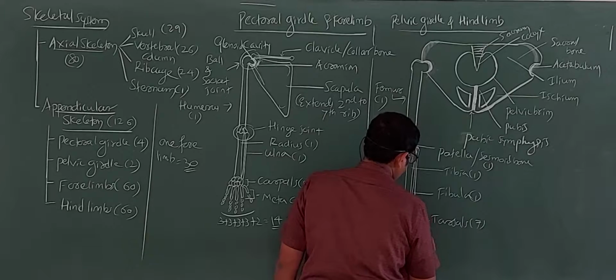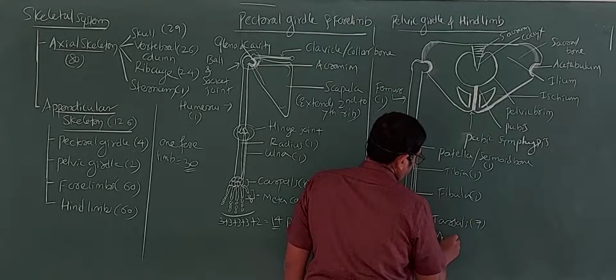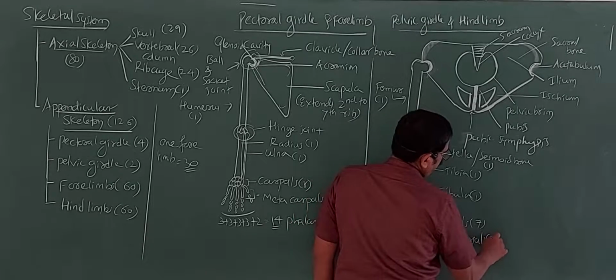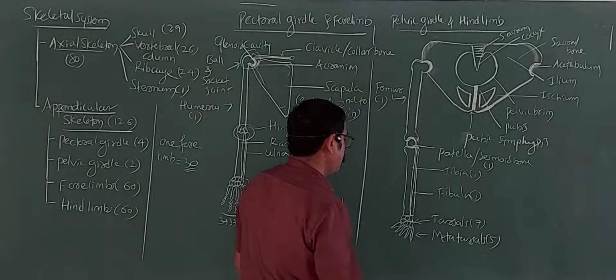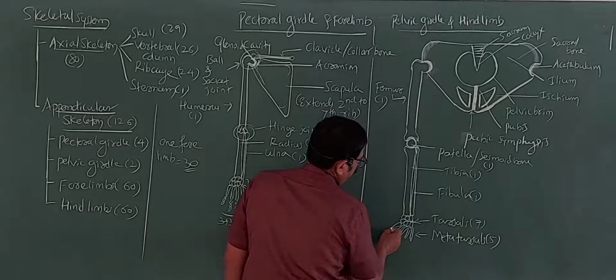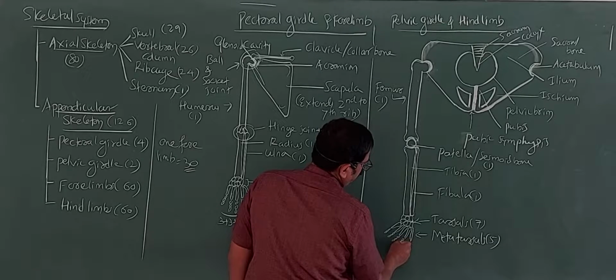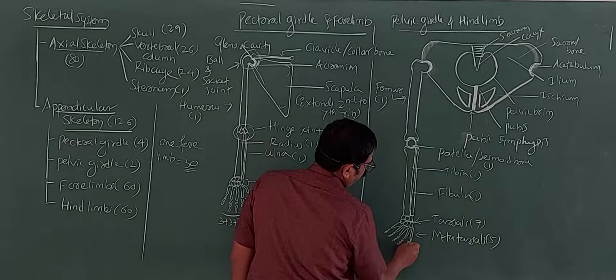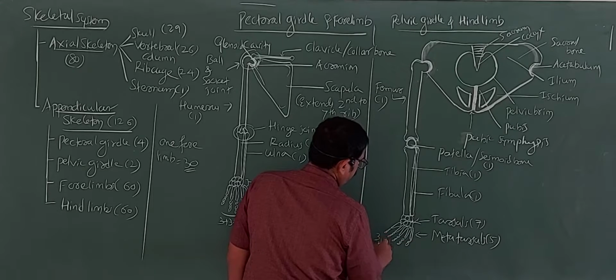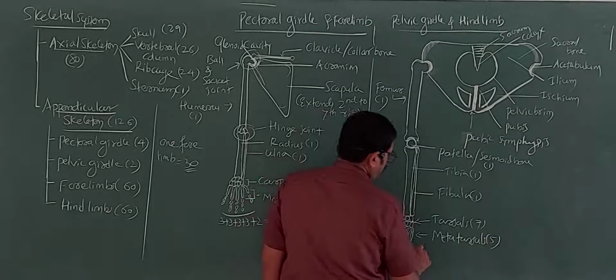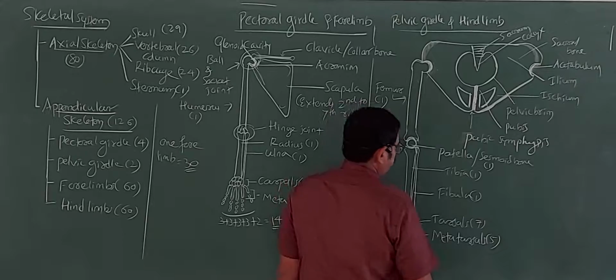Well, so metatarsals, which are 5. Then we find mainly the phalanges: 1, 2 and 3, 1, 2 and 3, 1, 2, 3, 1, 2 and 3, and in the big toe only 2 will be there. So 3 plus 3 plus 3 plus 3 plus 2 means totally there are 14 phalanges.